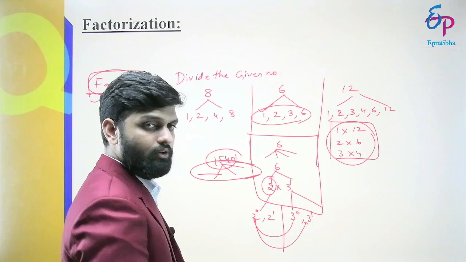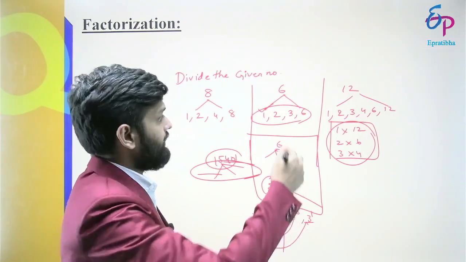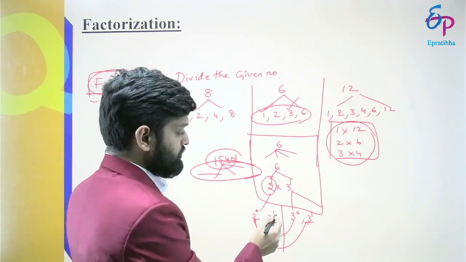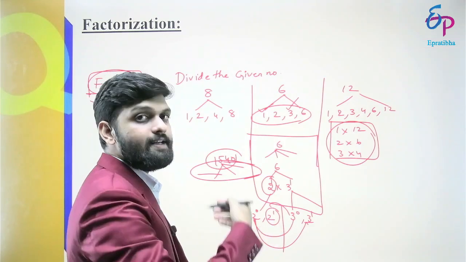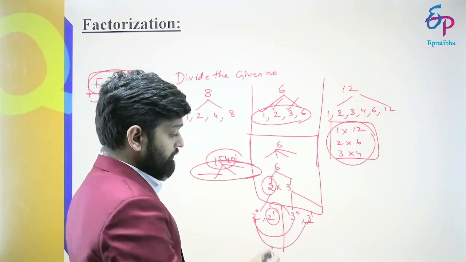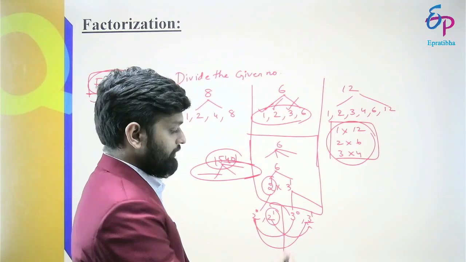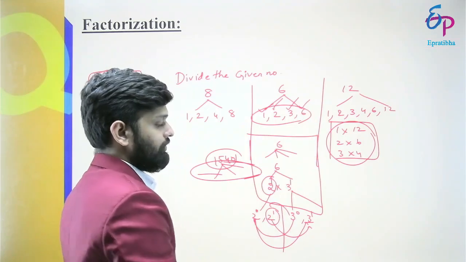Now 2 power 0 into 3 power 1. What is 2 power 0? 2 power 0 is 1. 3 power 1 is 3. 1 into 3 is 3. This is how this factor got created. Now, what is 2 power 1 into 3 power 0? 2 power 1 is 2, 3 power 0 is 1. That means this is how that 2 got created. Whenever you multiply 2 power 1 into 3 power 1, 2 power 1 into 3 power 1 is 2 into 3, that is 6. This is how this factor got created.